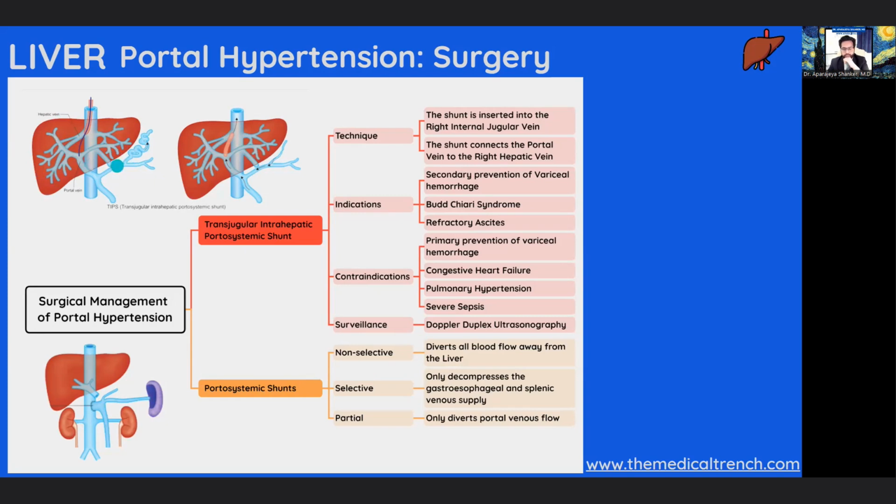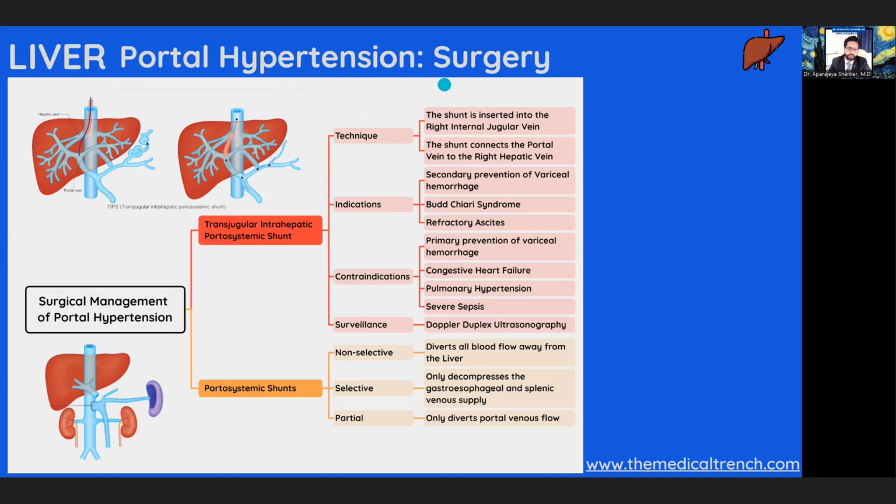So TIPS is the easiest way to do this, because you don't need to open the patient, you don't need to do preoperative planning. You can just insert this shunt, and you can shunt away all of the blood from the portal vein, and you can just direct it into the IVC or the right hepatic vein. Either one is fine, but for the purposes of this talk, we're going to stick to just the right hepatic vein. What happens here is that if you notice, the shunt directly connects the portal vein to the right hepatic vein, and it bypasses this entire portal system.